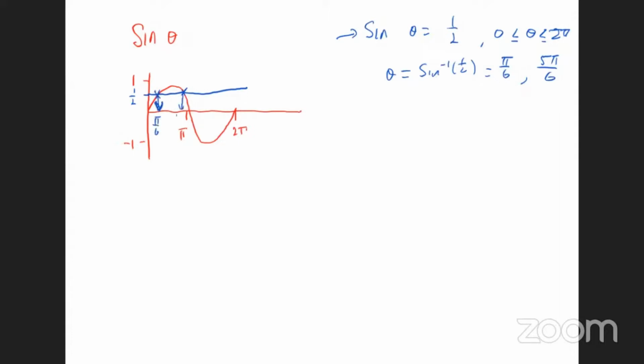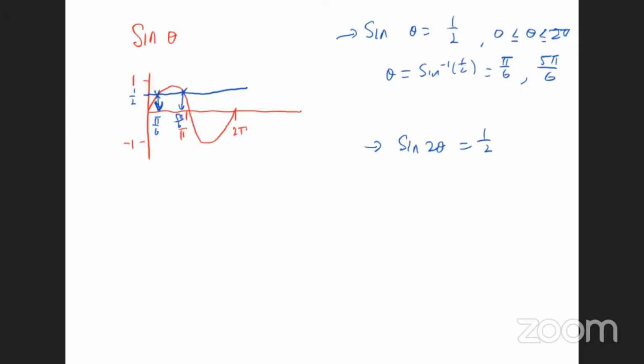And your second solution is 5 pi on 6. Right? Pi on 6 and 5 pi on 6. What happens now if I say, well, here's what? Find sine 2 theta equal to a half. Well, what we have to be able to identify is what does the graph for sine 2 theta look like?